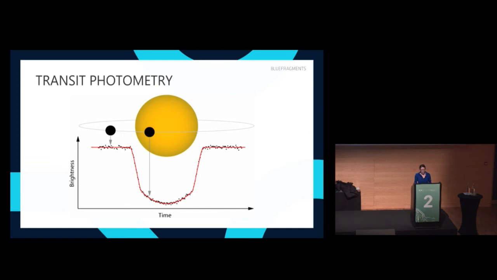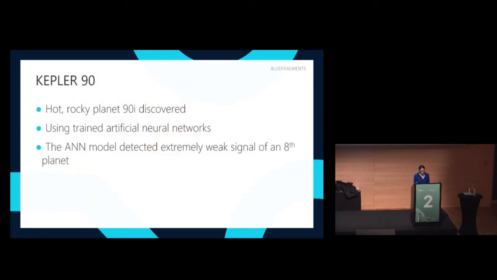The interesting thing about this particular one is that they actually discovered two planets that they had not been able to discover before. So one was the rocky planet Kepler 90i. This was based on a traditional artificial neural network. It was a convolutional neural network, yes.